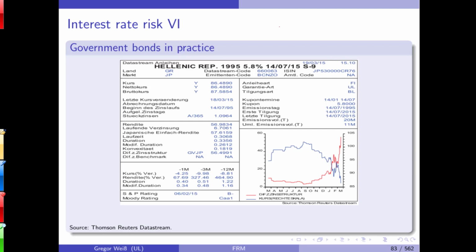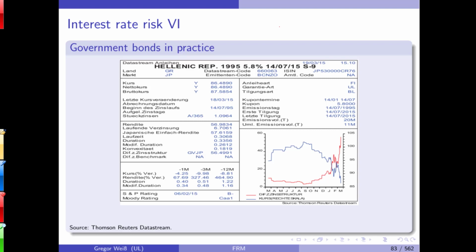No one? It's the Hellenic Republic. What's the Hellenic Republic? That's Greece. Hellenische Republik. It's the official name of Greece, Griechenland. So this is a Greek sovereign bond.